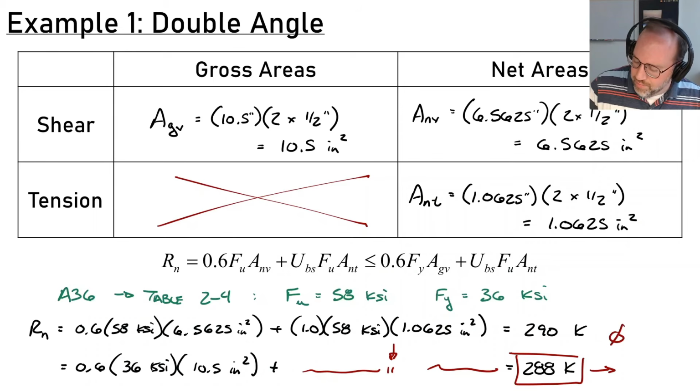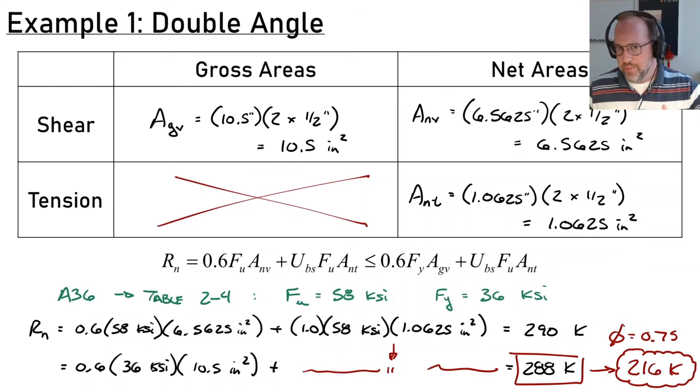And then I just need to apply a phi factor to it. So if we put a phi factor of 0.75 on that, we're going to find that the capacity of this is 216 kips for block shear. So if you remember from the previous video, our demand was 200 kips, so we're good.